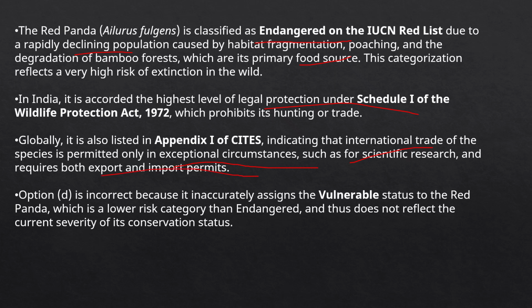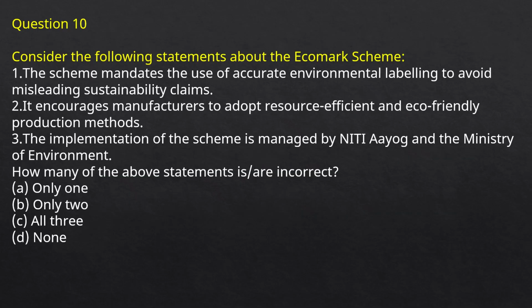Statement D is incorrect because it inaccurately assigns vulnerable. It is an endangered category. Question number 10. The red panda is found mainly in Kanchenjunga National Park and Northeast India.